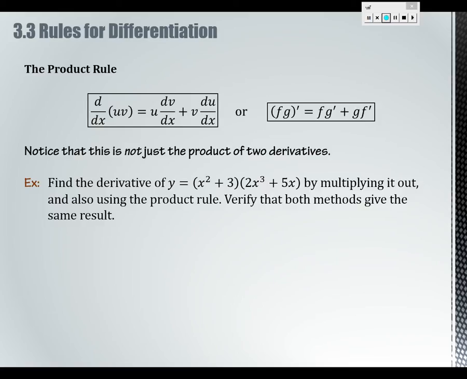I'll do the product rule with you here, and you can do it the old way, and we'll see. You can tell me if we get the same answer.